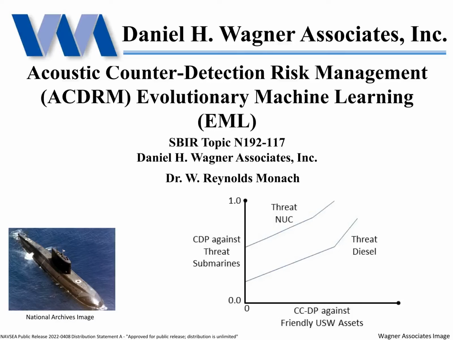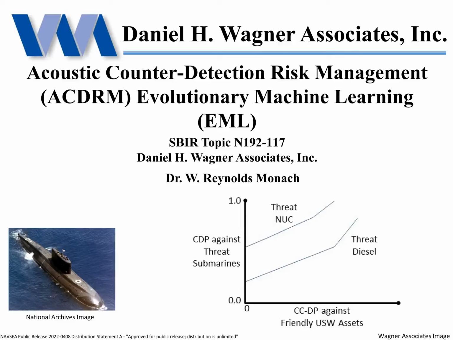In our acoustic counter-detection risk management evolutionary machine learning project, we are applying machine learning to the problem of searching for a threat submarine while mitigating the effects of the threat submarine counter-detecting our friendly assets. This is a multi-objective optimization problem in which you don't get a single solution, but you get what's known as a Pareto optimal frontier of non-dominated plans. And so each point on that plan cannot be improved in one of its parameters while staying as good as it was in the others.